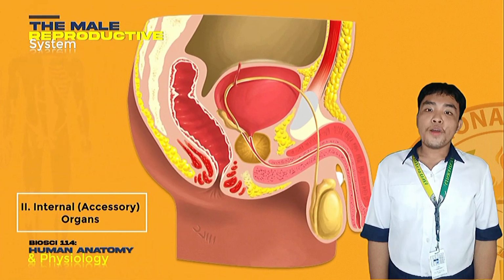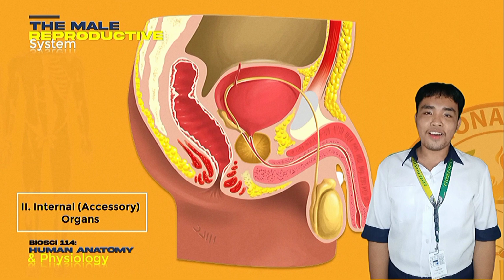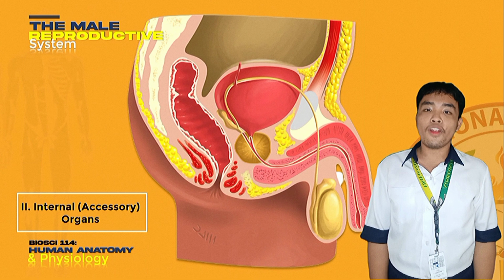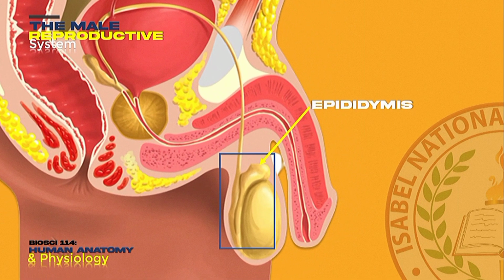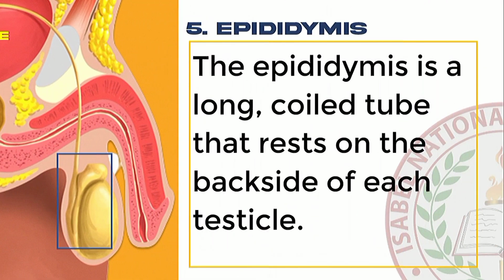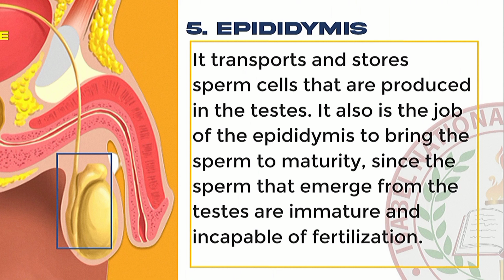And we are done with the external organs. Now, we proceed to the internal or accessory organs. Fifth is the epididymis. The epididymis is a long coiled tube that rests on the backside of each testicle. It transports and stores sperm cells that are produced in the testes. It also is the job of the epididymis to bring the sperm to maturity, since the sperm that emerge from the testes are immature and incapable of fertilization.